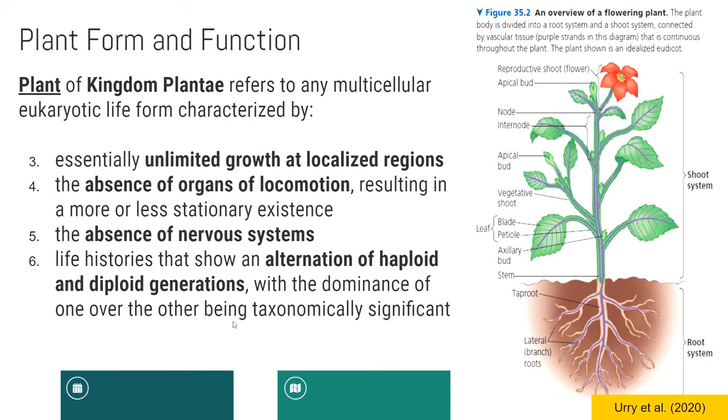Plants also are capable of unlimited growth at localized regions, and this is the main topic of this video today. They do not have organs for locomotion, making them rooted to their spot. They do not have nervous systems, and their life cycles show alternation of generation between haploid and diploid states. So again, this is the overview of a typical flowering plant. Everything that you can find below the soil is part of the root system. Everything above the soil is part of the shoot system.